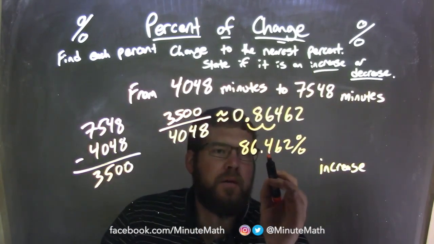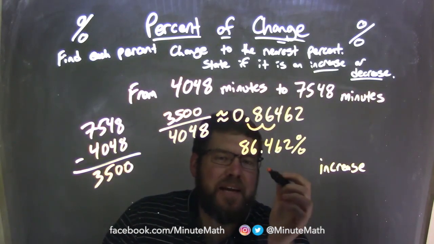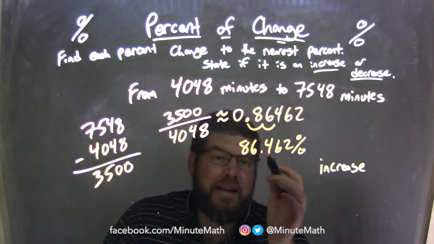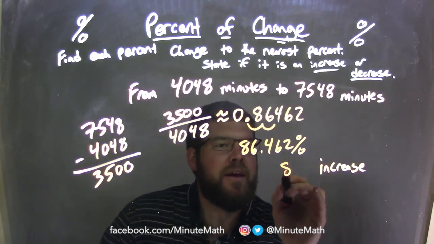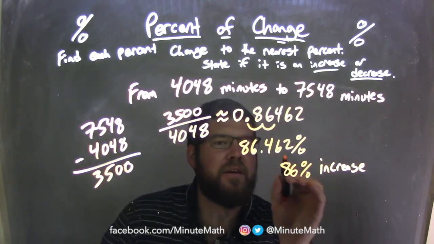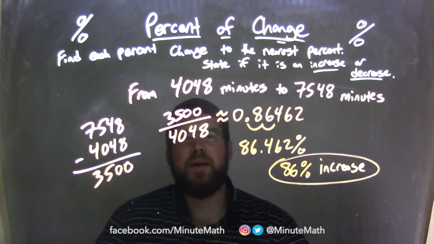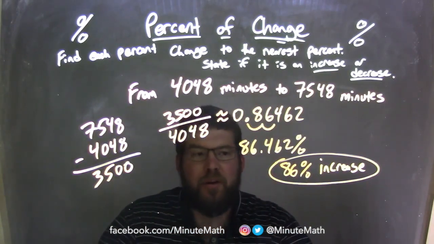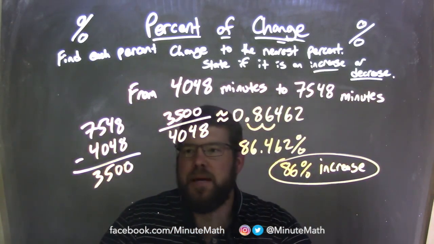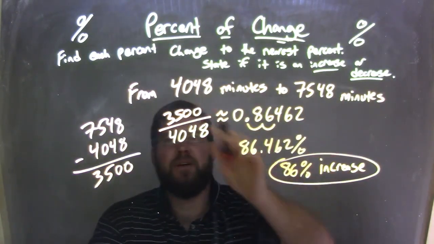So that 4 here, that 0.4, causes the 6 to stay down, so it rounds down to just an 86. So we have a final answer here of 86% increase. We were going up, right? So just because it was a large number doesn't mean the percent increase was over 100%. It was a large percent, 86% is a large percent. But just because they're large numbers doesn't mean it's all relative here.